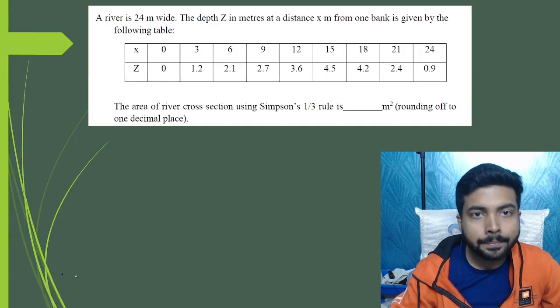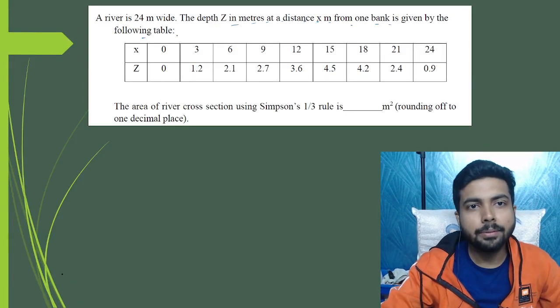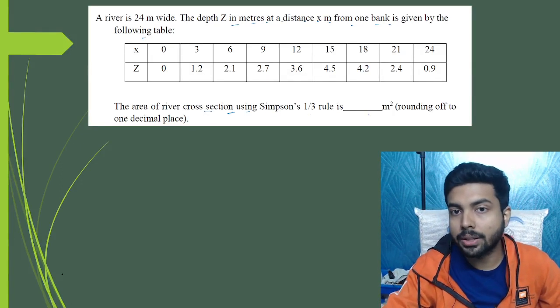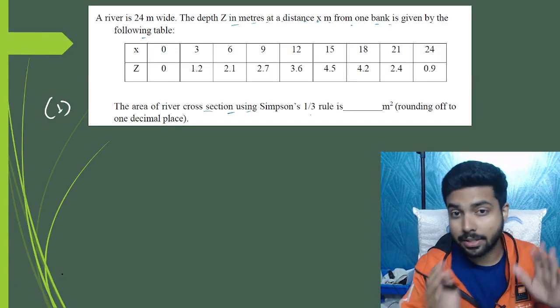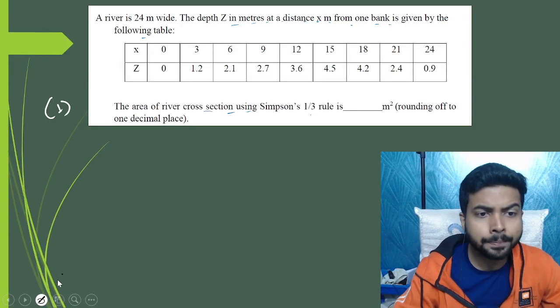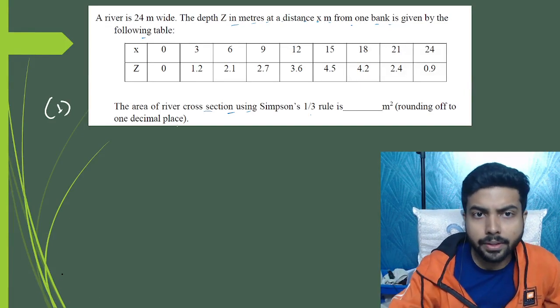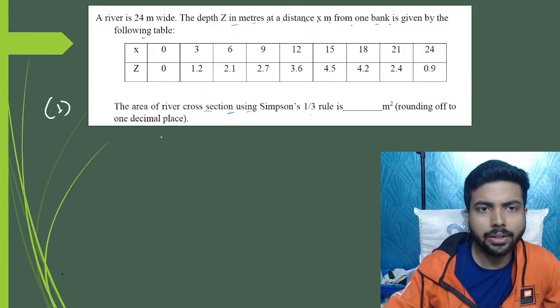Okay, fine. The depth z in meters at a distance x meter from one bank is given by the following table. The area of river cross section using Simpson's 1/3 rule is dash meter square. This is also a 1 mark question as given in the model questions. तो चलिए देखते हैं. That is the area of river cross section using Simpson's 1/3 rule. So I think you know what is Simpson's 1/3 rule.